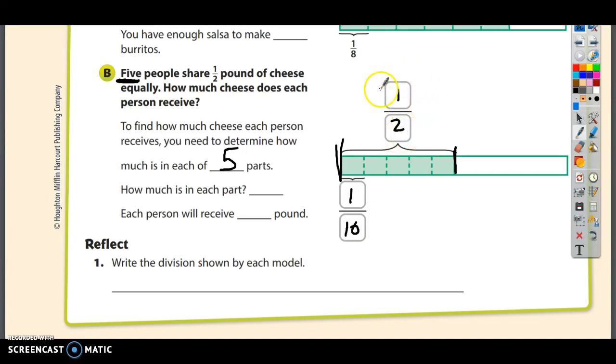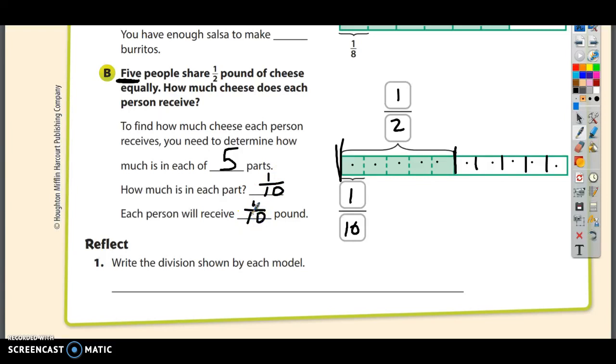And if you're not sure why, let's think about it this way. So we know that this is half a pound of cheese, but if it were the whole thing, it would be split into 10 equal parts. 1, 2, 3, 4, 5, 6, 7, 8, 9, 10. If it's split into 10 equal parts, then they're called tenths. So how much is in each part? 1/10. Each person will receive 1/10 a pound of cheese.